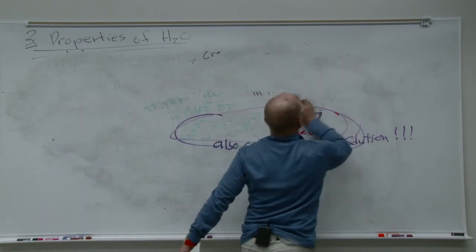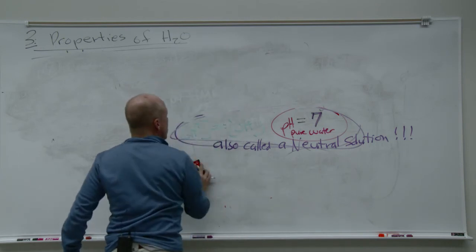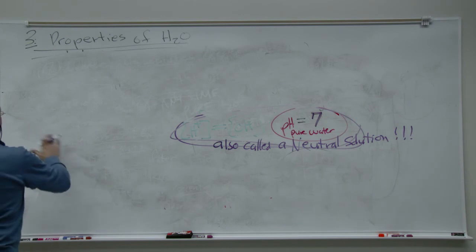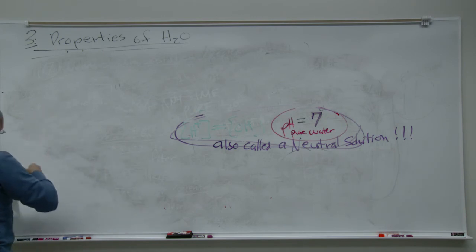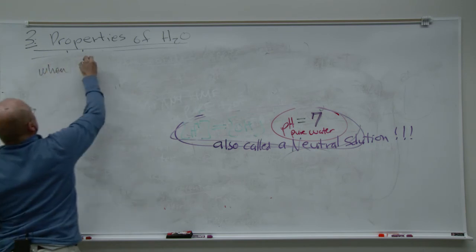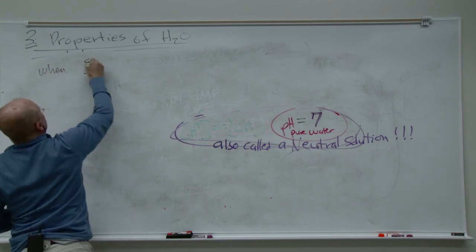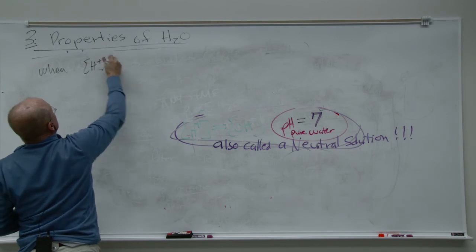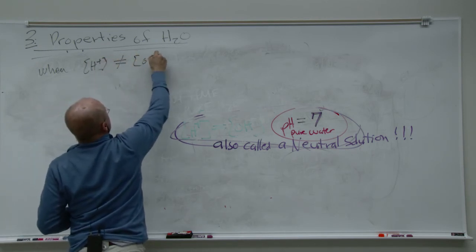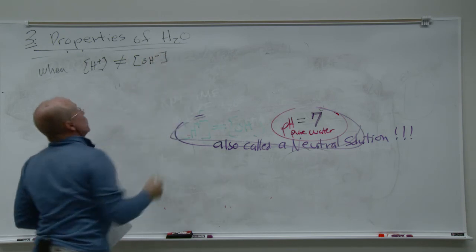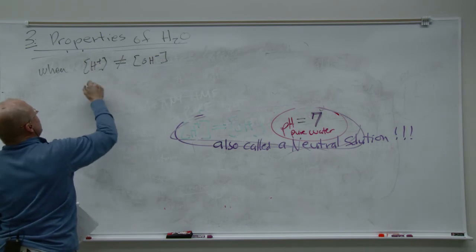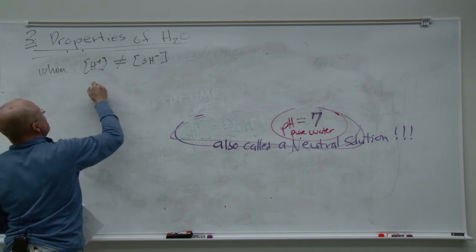All right. So, after doing all of that intense stuff, what we get to do is define, then, therefore, a couple of things. So, when H plus concentration is not equal to OH minus concentration, we've got different stuff. That's when we get into acid and base.